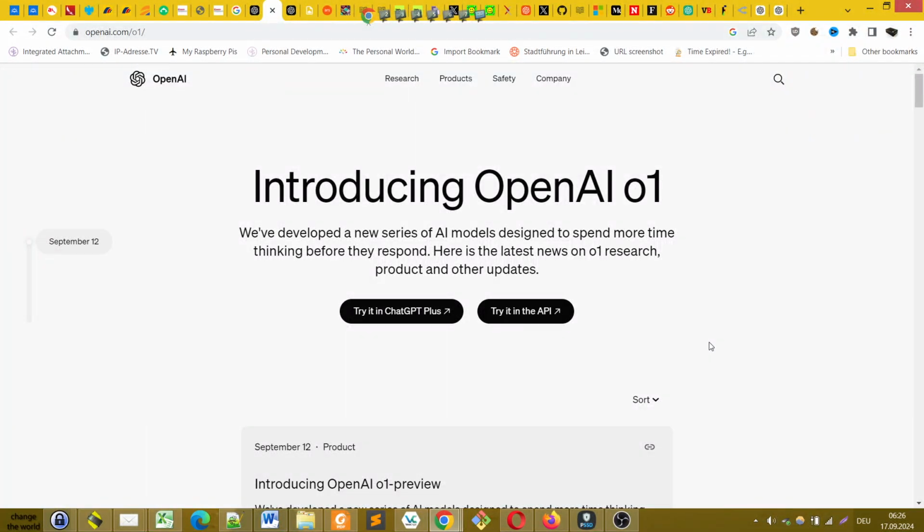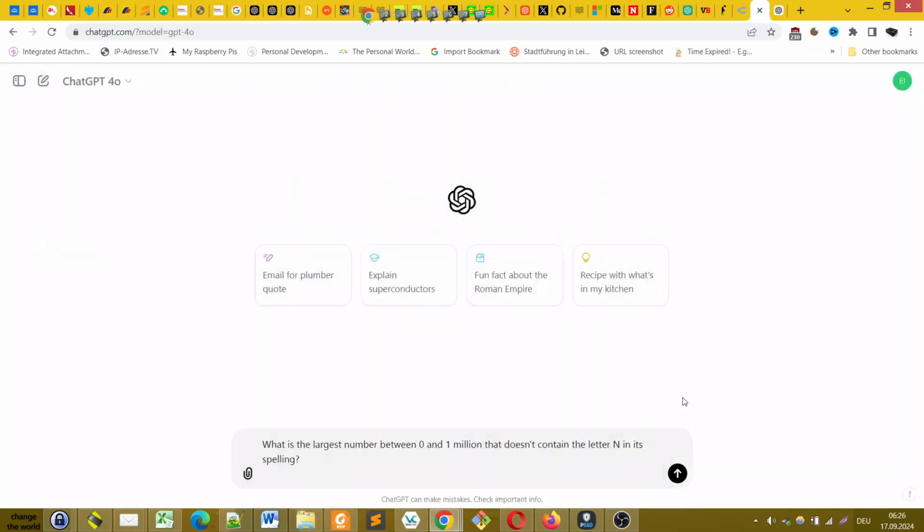OpenAI introduced the new o1 model series, and in this video I am going to briefly discuss what o1 is, what makes it special, give two examples which o1 can handle better than GPT-4 was able to, discuss limits, and then finally talk about what to use it for. Let's dive in with the first example.